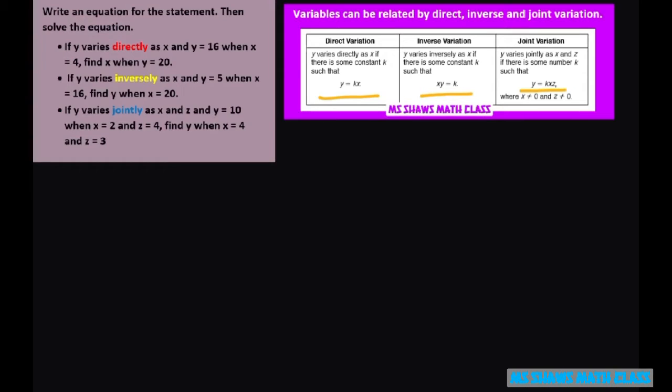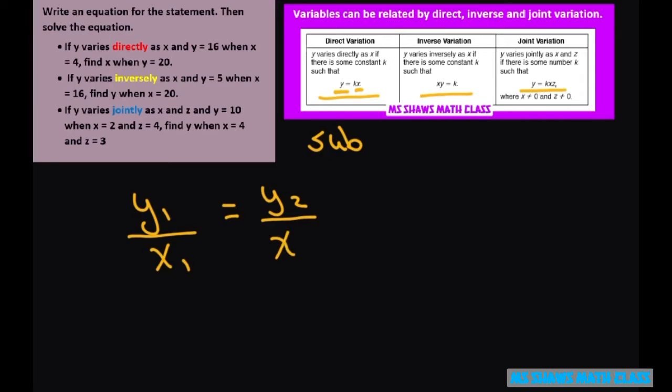So it says if y varies directly as x and y equals 16 when x equals 4, we're going to find x when y is 20. So the way you set it up is we have y equals some kx. We're not looking for k in this one, so you're going to write your equation as y sub 1, I'm saying sub for subscript, divided by x sub 1 equals y sub 2 divided by x sub 2. And then we have to solve.